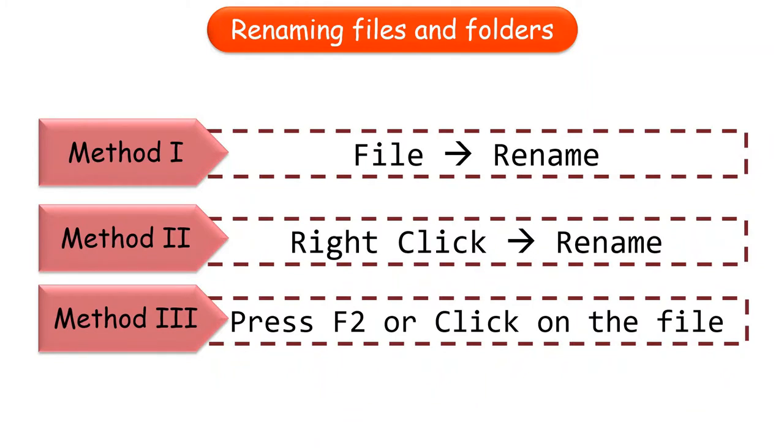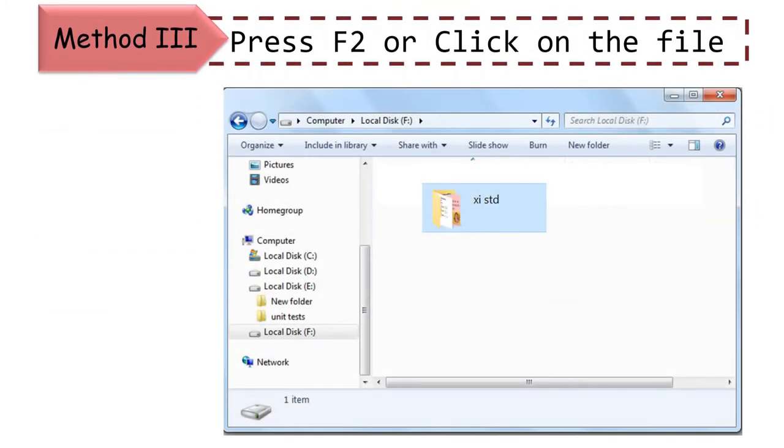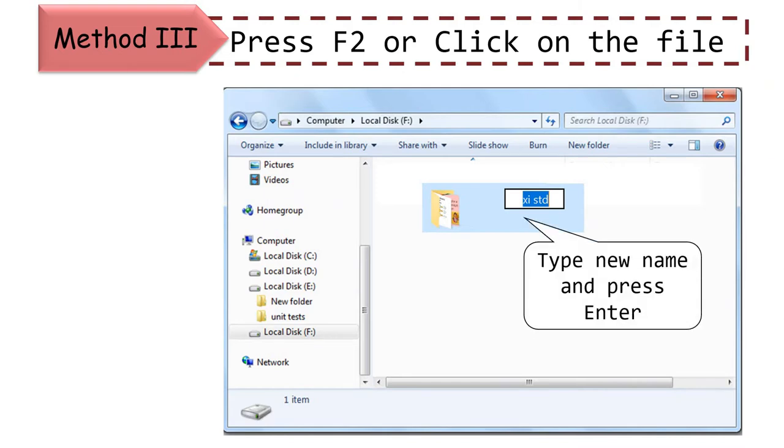Method 3: Press F2 or click on the file. Select the file or folder and press F2 on your keyboard, or click once again on the file. It will become a text box. You can type the new name and press Enter.